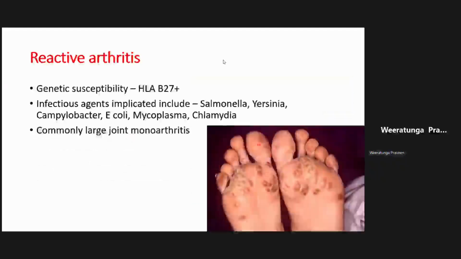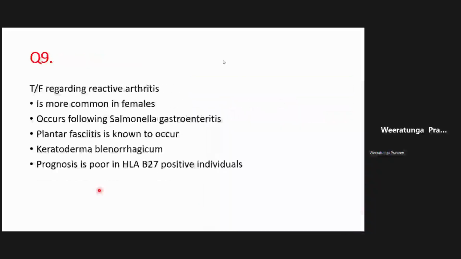Okay, there is a particular rash that comes on the feet called keratoderma blennorrhagicum. That is what is shown in the picture. Also, on the penis, there is circinate balanitis. And because it can cause a spondyloarthritis pattern, they have plantar fasciitis also. Right? And prognosis is good in HLA B27 positive people. Not poor, good.